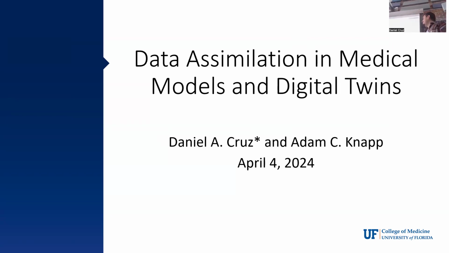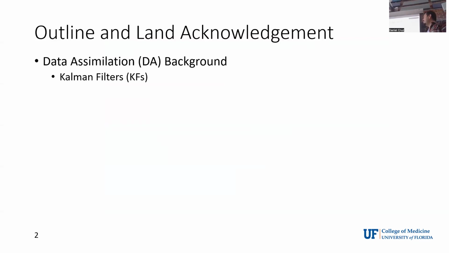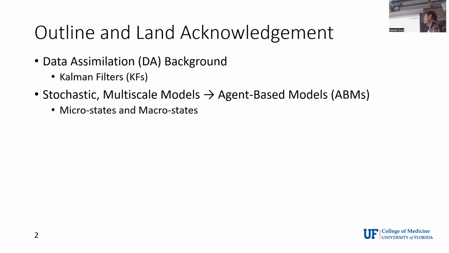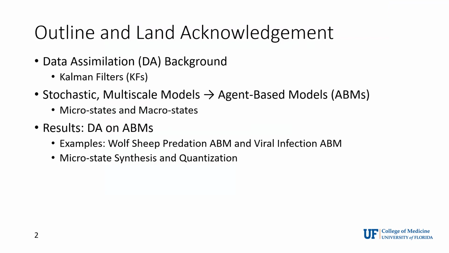Okay, so just to give you sort of a brief outline, I'll start off by giving a background on data assimilation, again, assuming that no one's familiar with it. And in particular, I'll be talking about Kalman filters, which is kind of like the most common type of data assimilation tool that's out there. Then I'll get into how to do data assimilation on stochastic multiscale models. I work primarily on agent-based models. They're very common. If you remember a talk that I gave like a year ago, that's primarily my bread and butter, agent-based models. But I'll give a little definition. They're mostly computational. I'll also talk about microstates and macrostates.